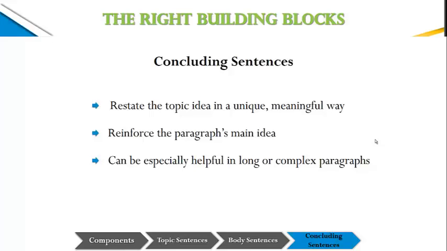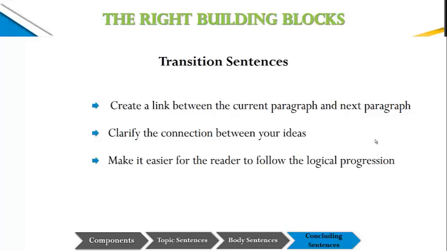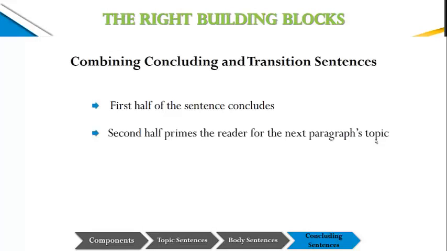Transition sentences can be helpful to create a link between the current paragraph and the next paragraph. It helps clarify the connection between the ideas, and it makes it easier for the reader to follow the logical progression of your argument or your document. Again, both conclusion and transition sentences are optional, so you want to decide when they're most useful. Some paragraphs you might want to conclude, some paragraphs you might want to transition, some paragraphs you might want to do both. You can combine them, actually, where the first half of the sentence would conclude the paragraph and the second half would sort of ease the reader into the next idea.